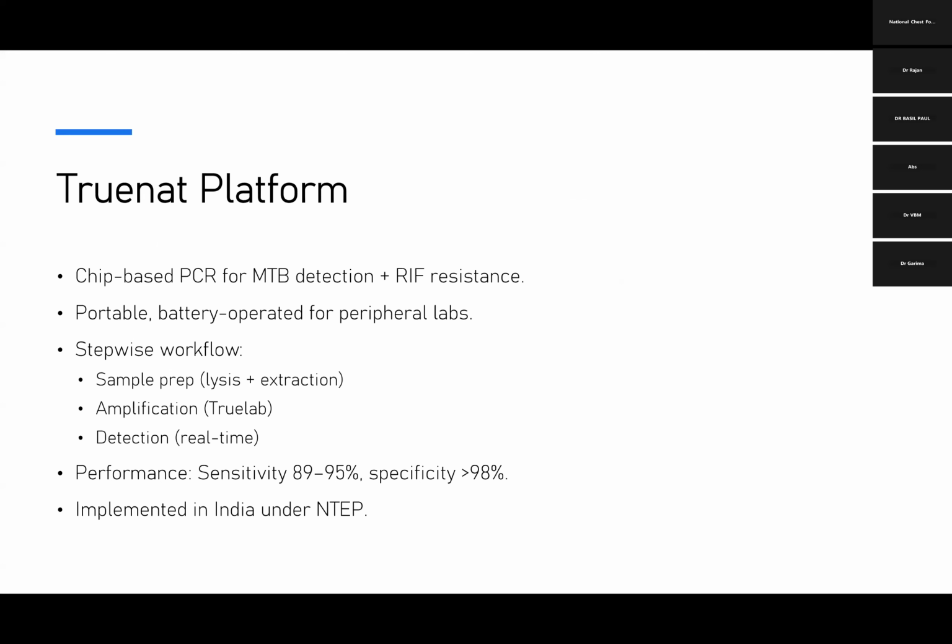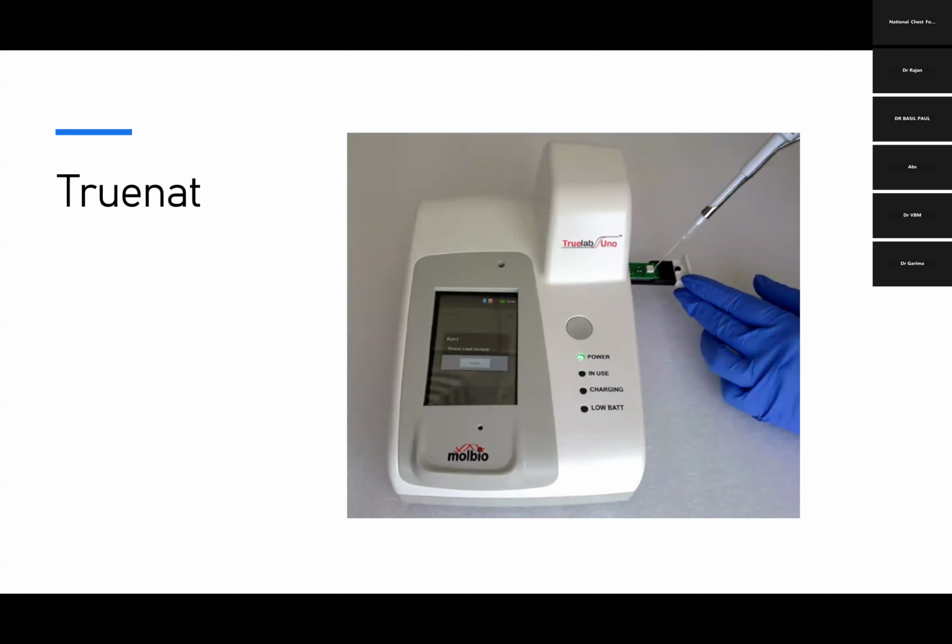So now the TrueNAT platform. It's an Indian platform, and there are some places in Delhi which have started using TrueNAT. It's a chip-based PCR for MTB detection plus rifampicin resistance. It's portable. It is battery operated for peripheral labs. The stepwise workflow is similar: you prepare the sample via lysis and extraction, then you amplify, and then you detect. Sensitivity is 89 to 95% and specificity is 98%. So it's a small portable kit, TrueNAT, and it's Indian-based.